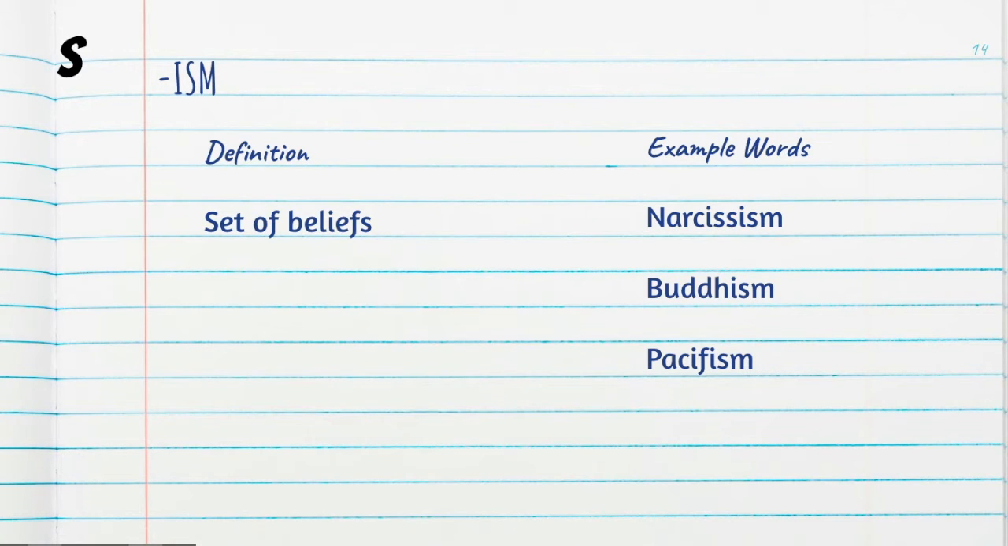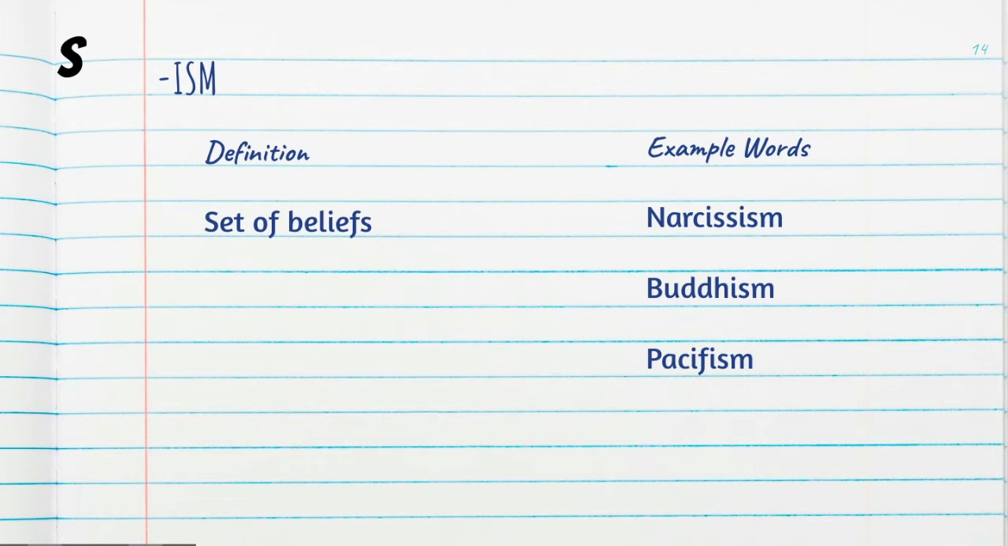Next, we have a suffix, which is ism. So an ism is a set of beliefs. We have things like narcissism. That's where you believe that you are the best and you are sort of full of yourself, and I don't know, you just believe that you're the greatest thing that there is, basically. Buddhism is a set of beliefs that is a religion that follows the teachings of Buddha.